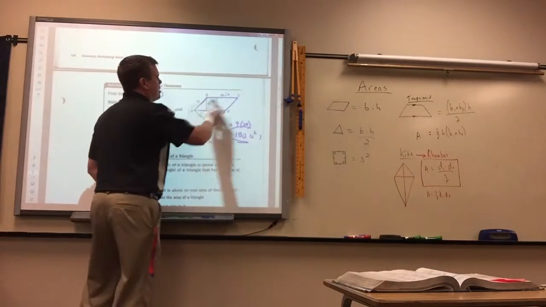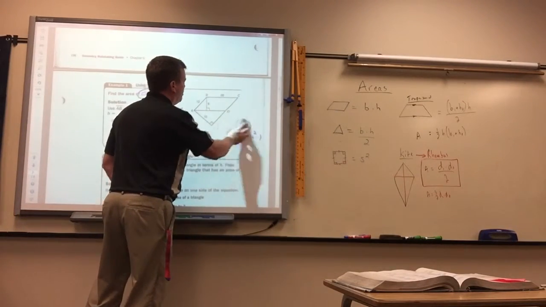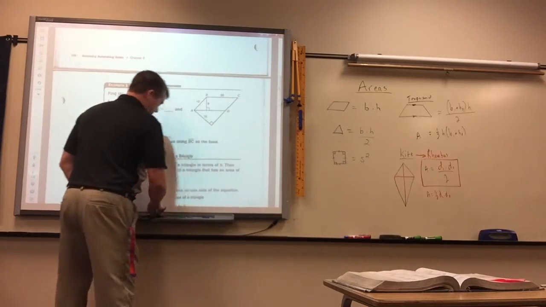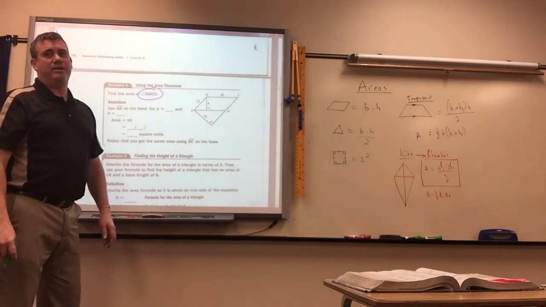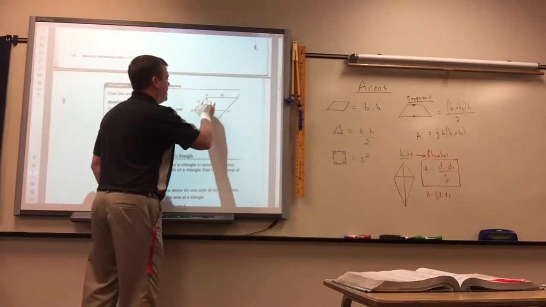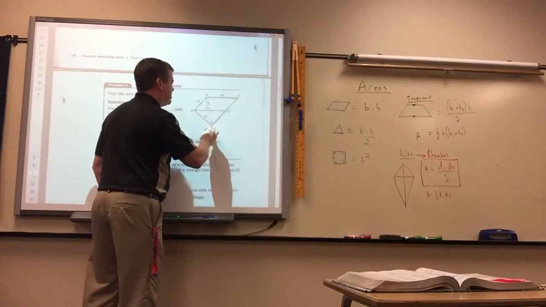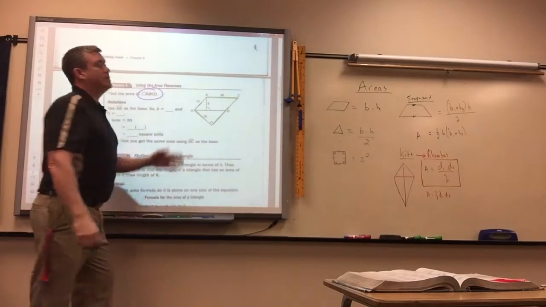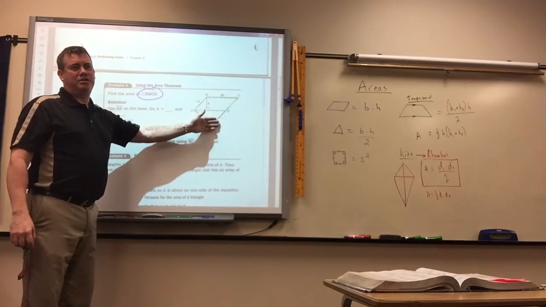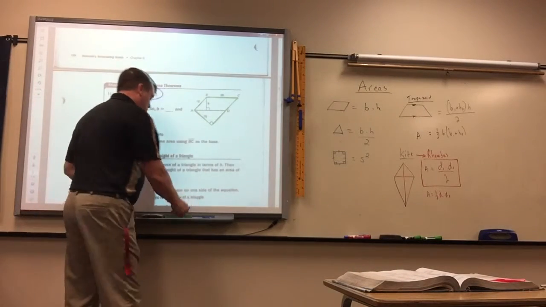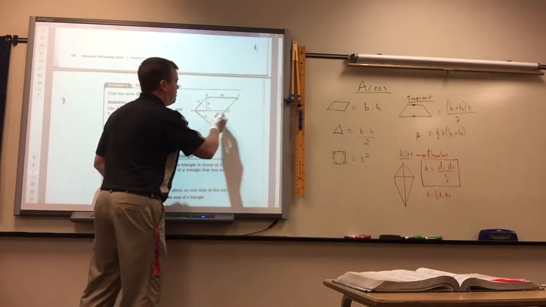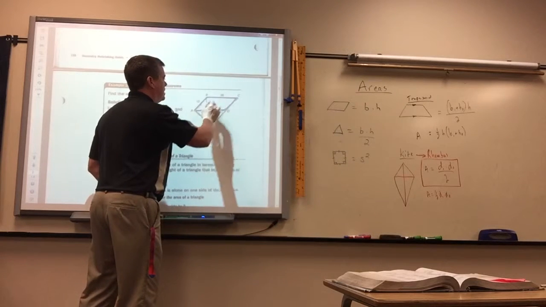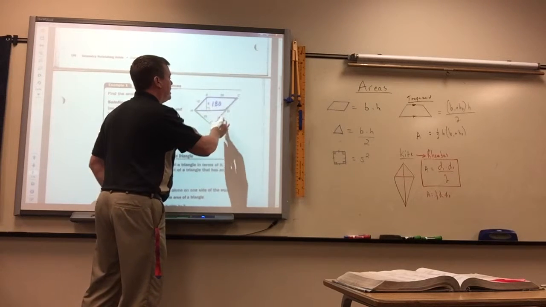Now we do have some problems where you've got to find the area of the composite figure. So if you found the area of this whole thing right here, it's made up of a parallelogram and a triangle. So you just split it up into 2 things. We already found that this area was 20 times 9, it's 180.